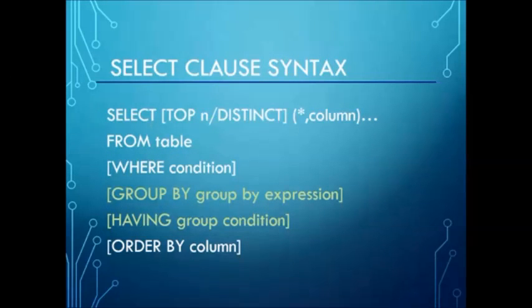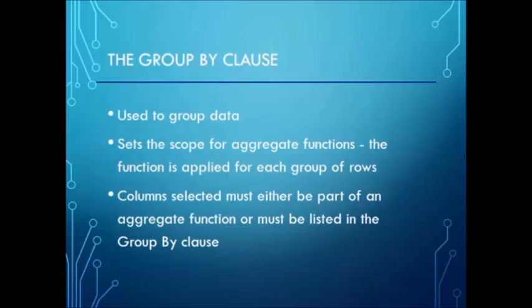So back to our select clause syntax. We've gone over the select clause, the from clause, the where clause, and the order by clauses all to this point. Today we're also going to discuss the group by and having clauses. These allow us to do additional things with our aggregate functions. So first, the group by clause. This is used to create groups within our data, and it essentially sets the scope for the aggregate functions. So the function is applied for each group of rows that we create.